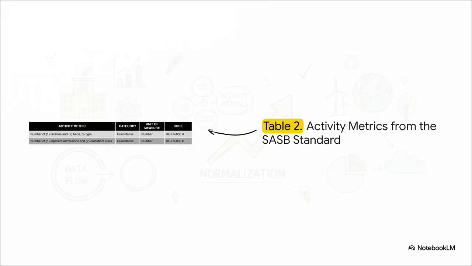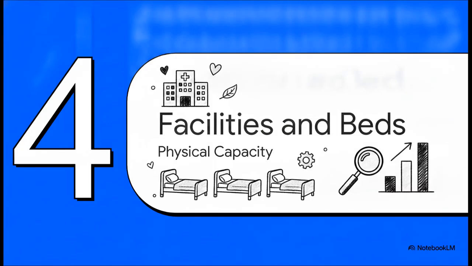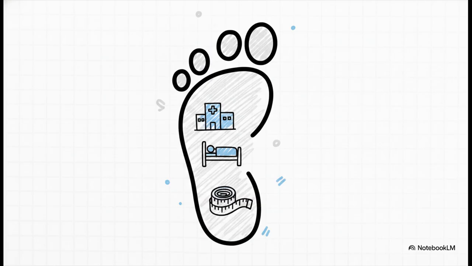And look at Table 2, straight out of the SASB Healthcare Delivery Standard. There are exactly two activity metrics required for this industry. They are quantitative, and the unit of measure is literally just a number. These two specific rows are the master keys to making all other sustainability data in healthcare comparable. So let's break them down. Moving into Section 4, counting facilities and beds, measuring physical capacity. Okay, metric number 1.